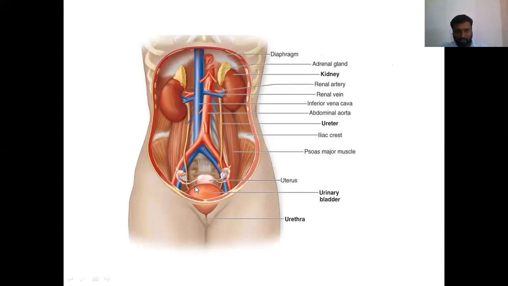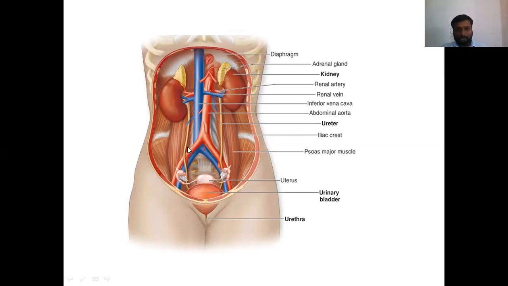See, this is the urinary bladder here. So kidney to urinary bladder, these two and these two on the opposite side. And it is made up of muscles, so it's a muscular tube. That is the definition of the ureter: it's around 25 centimeter long muscular tube extending from kidney to urinary bladder.